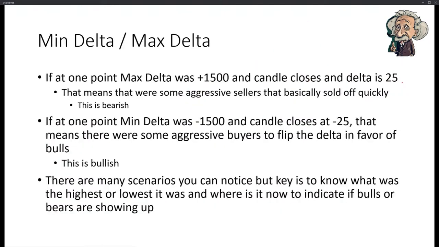Okay. Min max, so there's just more examples. If you think about it, max delta is the highest delta it's been. If the delta in this example I gave is 1500 plus, and the candle closes green at the top at 25, this is bearish, because all those aggressive buyers got absorbed, right? So that's another way to notice the absorption at the top. And the opposite is true as well.